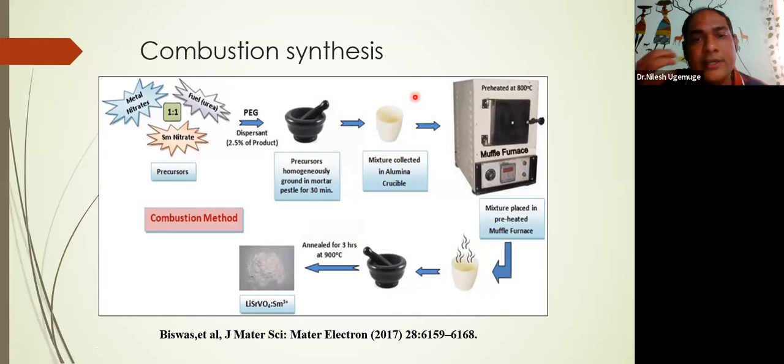So what we do, here also we are using the furnace. This is just like SSR, but in SSR we are not using any fuel to initiate the reaction. Here we are using some fuel. Which are the most preferred fuels? Anyone can write quickly.